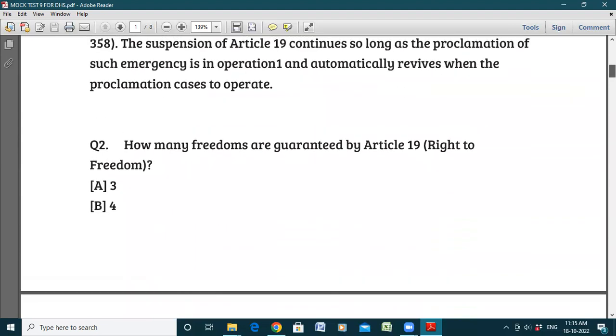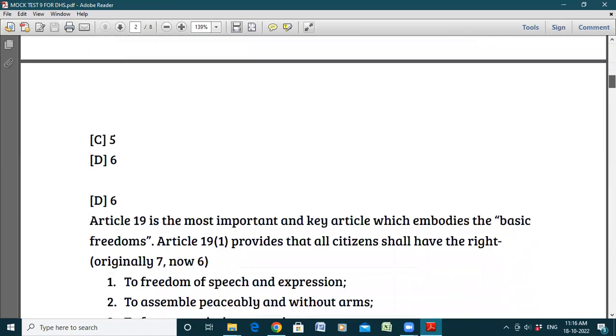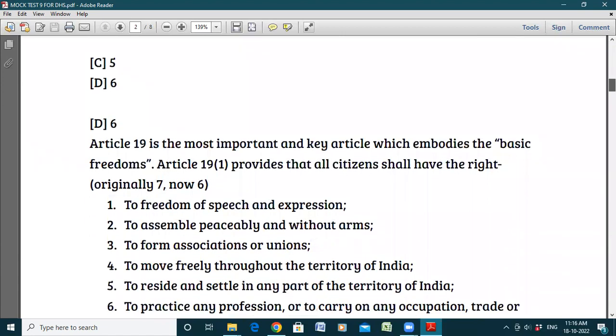Next question. How many freedoms are guaranteed by Article 19? Right to freedom, Article 19. The correct answer will be option D, that is 6. Article 19 is the most important and key article which embodies the basic freedoms.